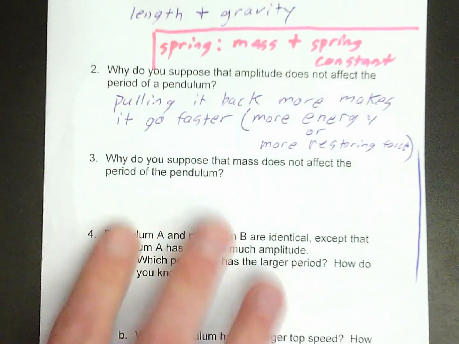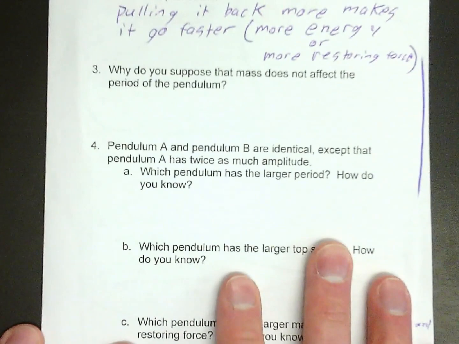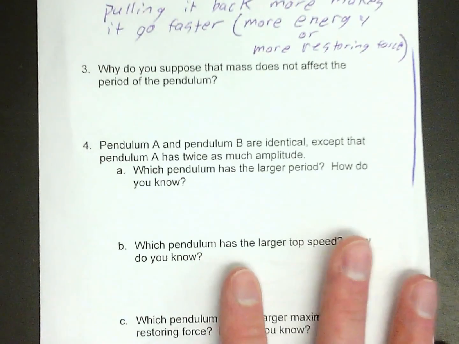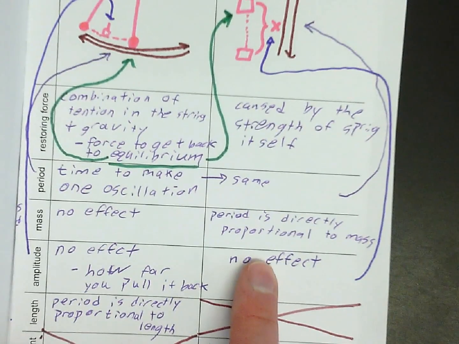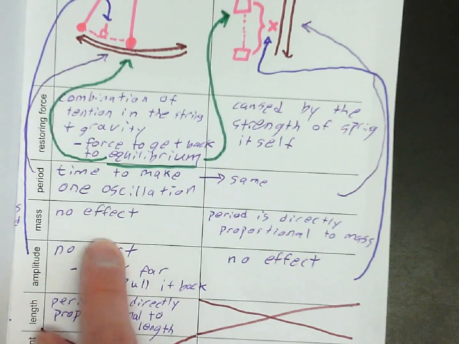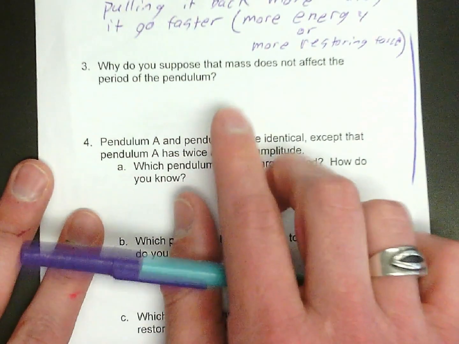All right. Why do you suppose that mass does not affect the period of a pendulum? So why do you think mass does not matter? So we said mass had no effect on a pendulum. Yes, we said mass had no effect on a pendulum. So if mass has no effect on a pendulum, why? Any ideas?